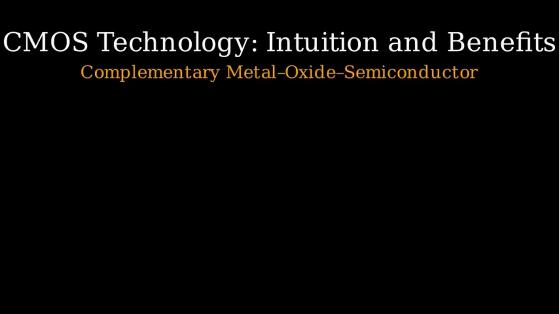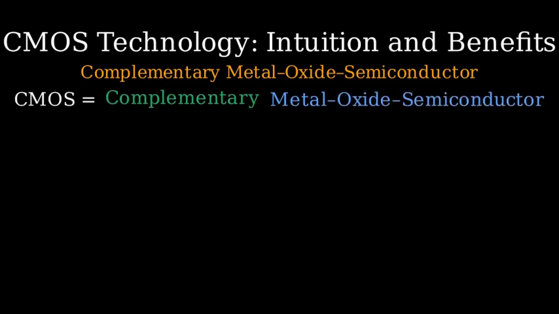In this video, we will learn what CMOS stands for and why it is so widely used in digital electronics. Complementary means we pair a P-type transistor with an N-type transistor. Together, they form the heart of digital logic, the inverter.